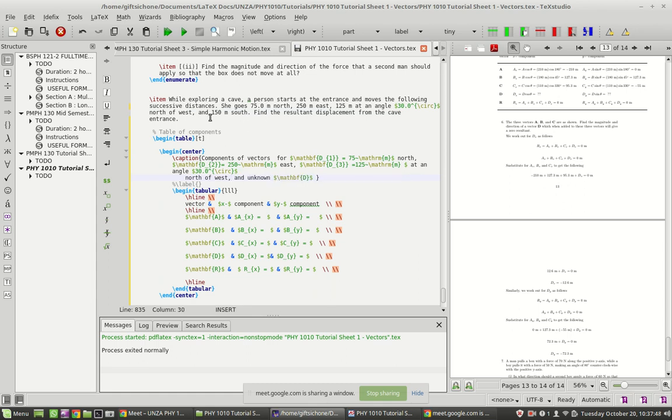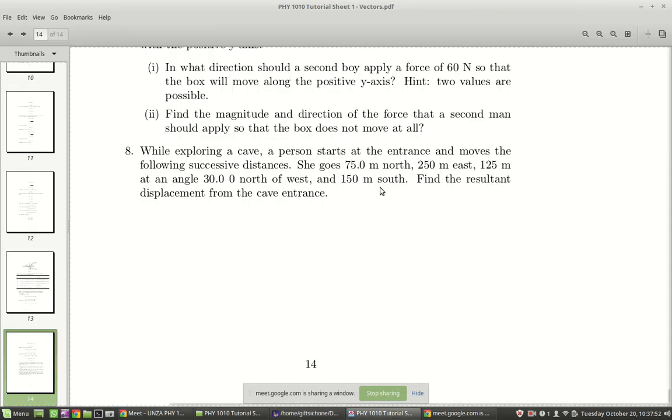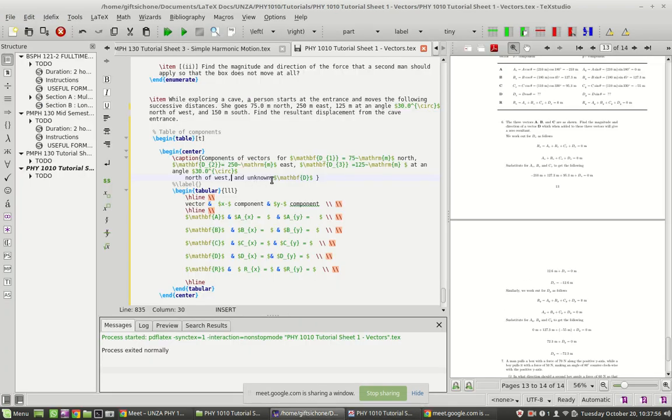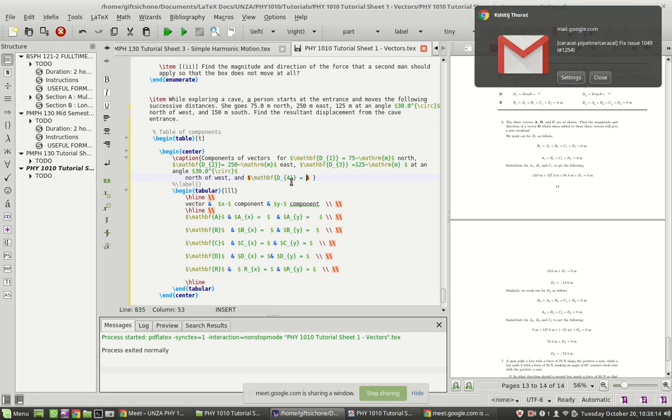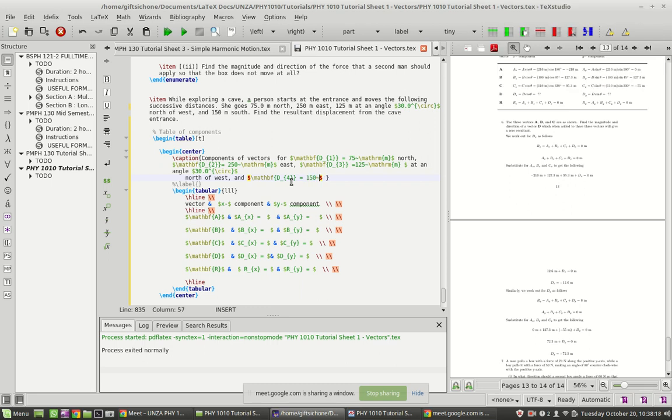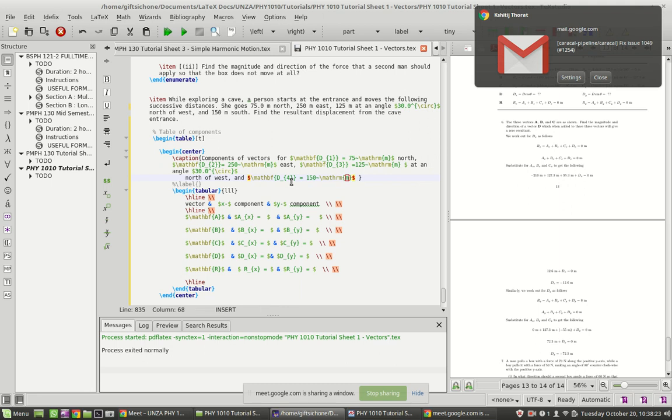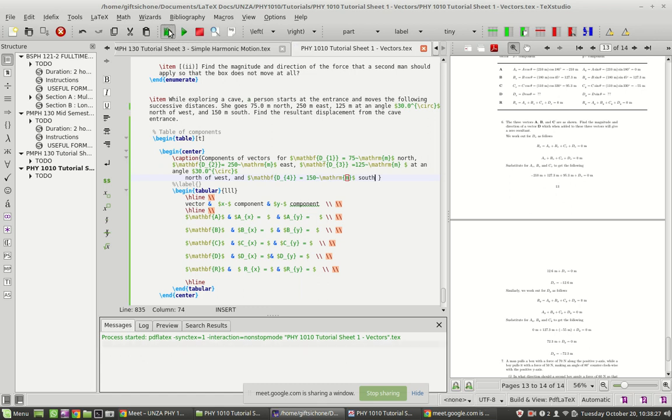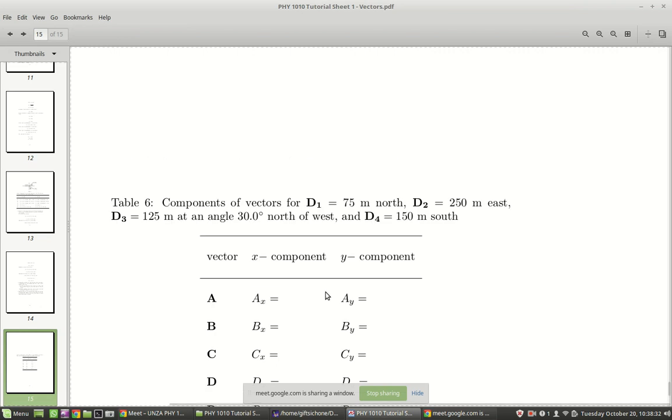And 150 meters south. So there will be a D4. D4 is equal to 150 meters south. Okay, so these are the distances we have. Table number 6, components. D1 is 75 meters north. D2 is 250 meters east. D3 is 125 meters at an angle of 30 degrees north of west. D4 is 150 meters south.